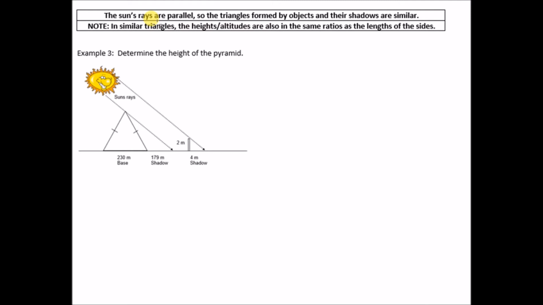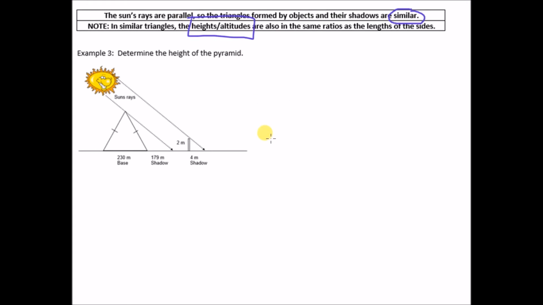Okay, so it's important to know that the sun rays, or even the rays of a light, like we saw in the previous example, are parallel. So if there are different objects, because these sun rays go down at the same angle, they're going to make triangles or shadows with the same angle. So the triangles formed by objects and their shadows are similar. In similar triangles, the heights, the altitudes, are also in the same ratios as the lengths.